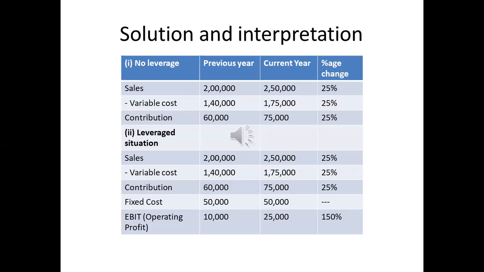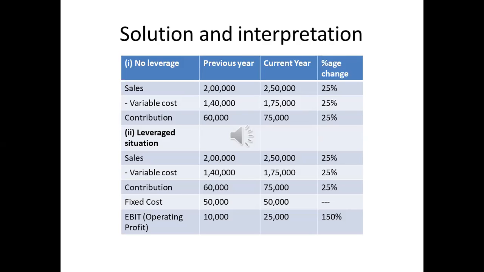So seeing the two situations, one where there is no leverage, it means that contribution and operating profit will be the same because fixed costs are nil. So sales 2 lakh rupees, variable cost 1,40,000. What will be the contribution? Exactly, sales minus variable cost, you have the contribution of 60,000. Now in the current year, sales increase by 25%, that is 2,50,000. A similar increase is recorded in contribution, 25%, and because contribution and operating profit are the same in this case, operating profit also increases by only 25%.